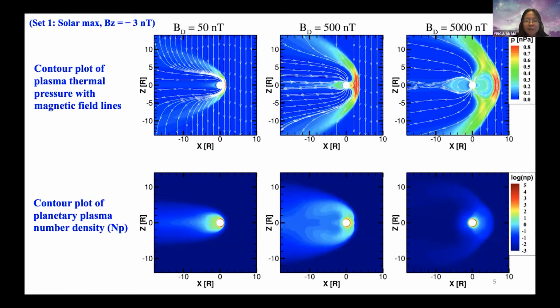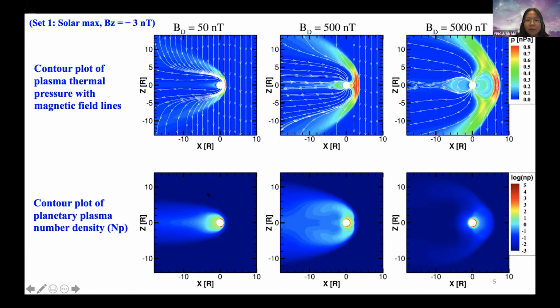So how does the global interaction change with different dipole strengths? Here we use a few cases from set 1 as an example to illustrate the variation of the interaction on the global scale. Plotted here are contour plots of plasma thermal pressure on the top panels, with white lines for magnetic field lines. On the bottom panels are contour plots of planetary plasma number density on a log scale. As you can see, as we increase the dipole strength, the interaction region increases significantly.